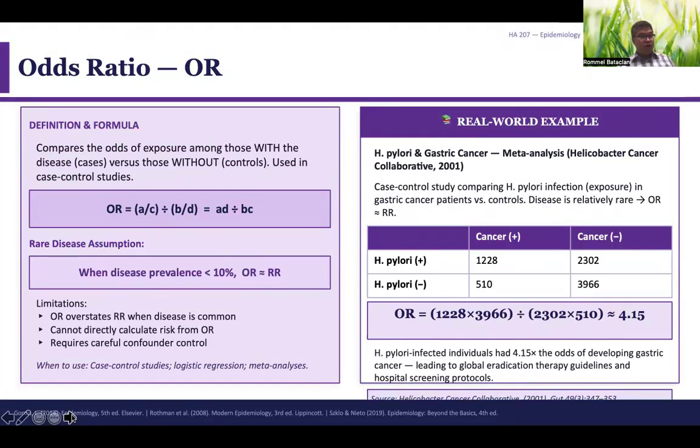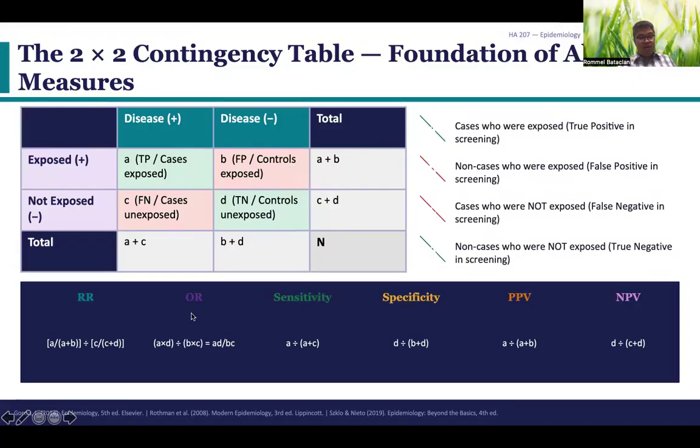The odds ratio, meanwhile, or OR, is the measure of association used in case control studies. So instead of comparing the risk, it compares the odds, the probability of an event, or the chance that it might happen. So it is the probability of those exposed as compared to the probability of those who are not exposed and have the disease.